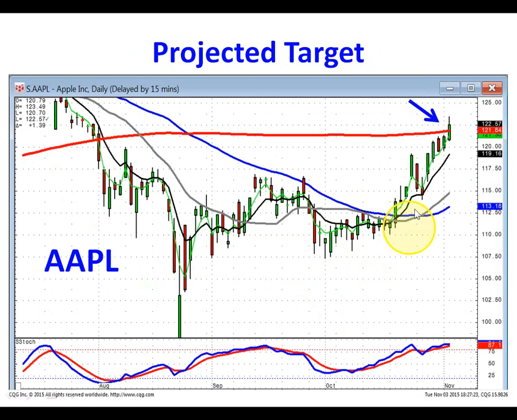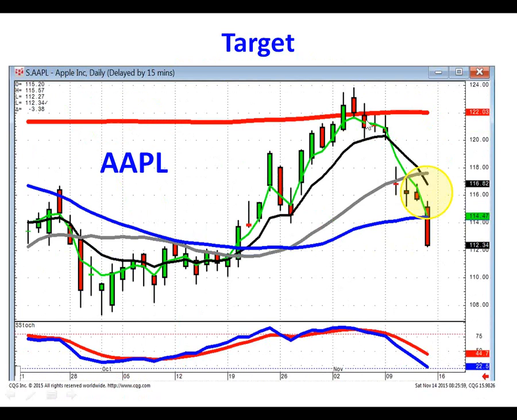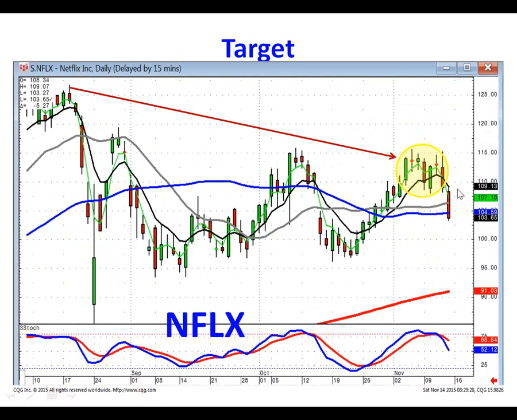Apple, we're buying down here. What's our target? The 200. When it hits the 200 and we start seeing selling, what now becomes our next target? Down here at the 50. It didn't hold there. Or if we can see there's a trend channel and we start seeing sell signals, where do we think our next target is going to be?